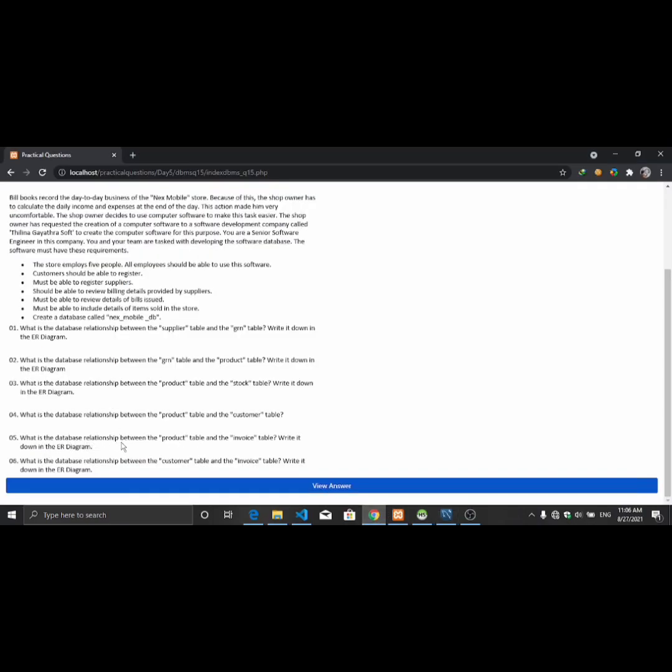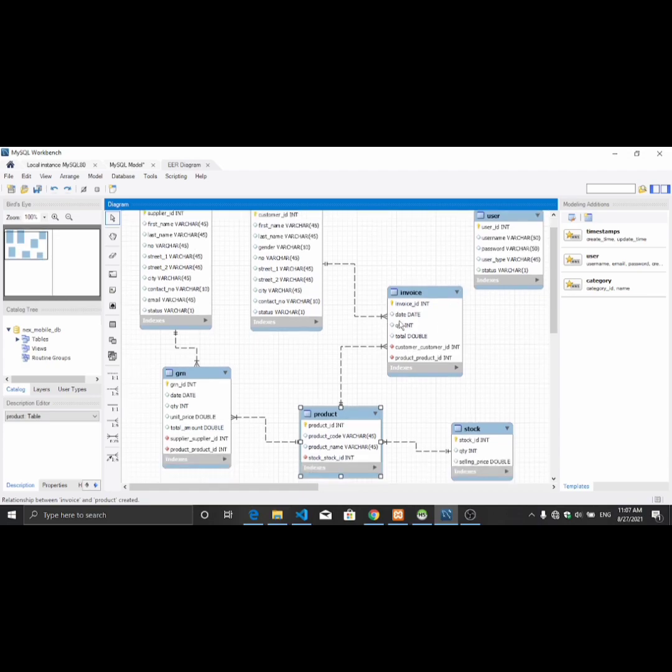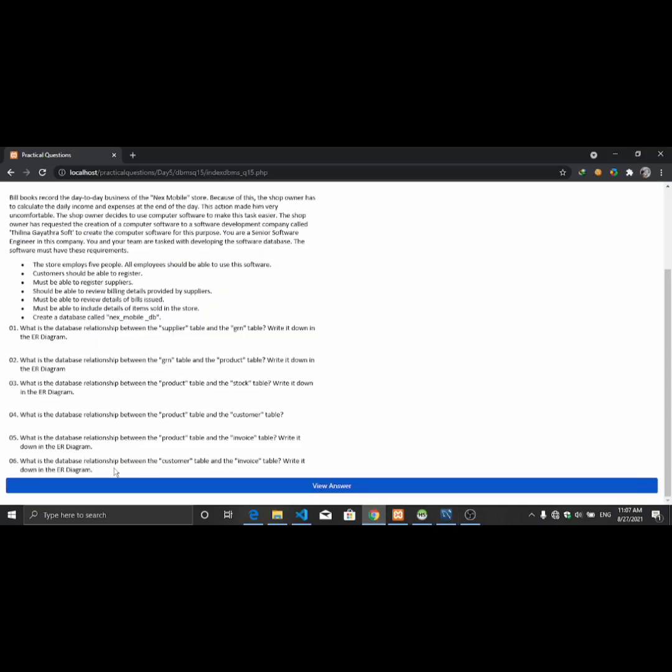What is the database relationship between the product table and the invoice table? Write it down in the ER diagram. So let's see what the relationship is. Product and invoice table. A product can have many invoices, but one invoice can have one product, so it's a one-to-many relationship.